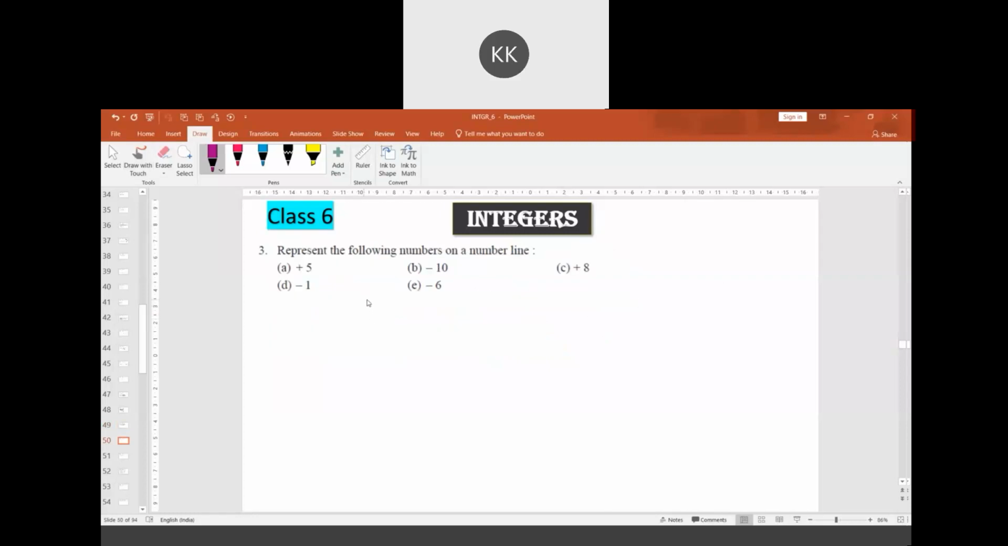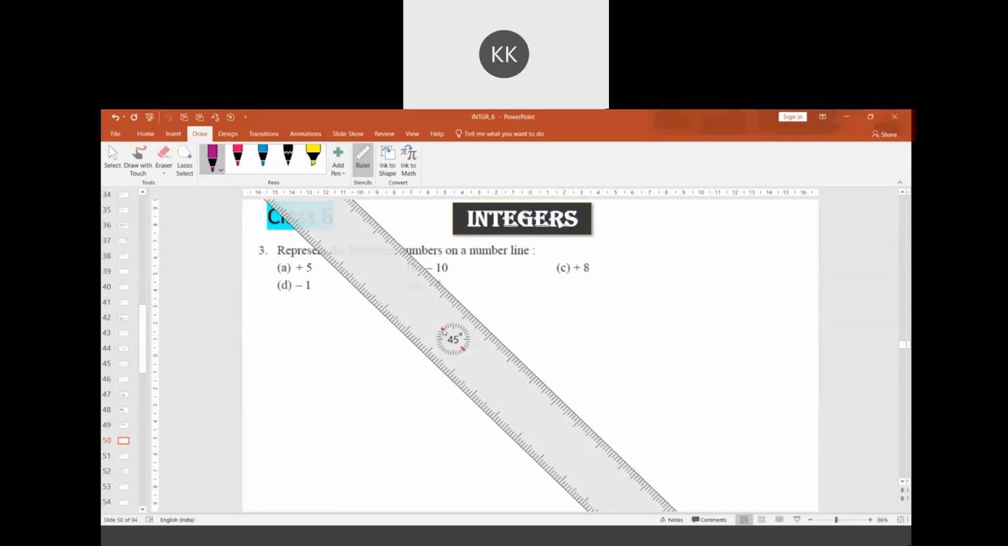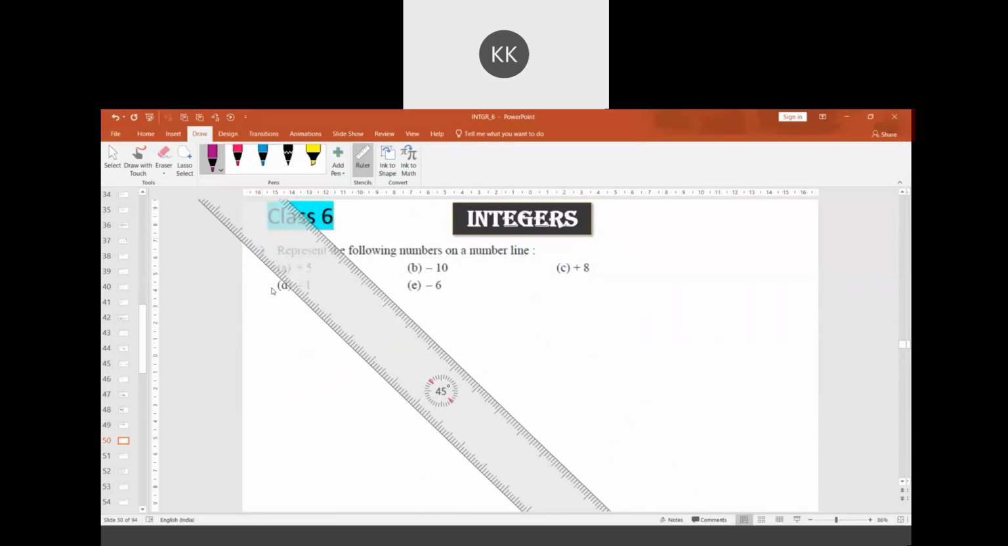Moving on to the third question, we need to represent these numbers on the number line. So first we have to make the number line. For that, you better use a proper ruler. It's a very big ruler.